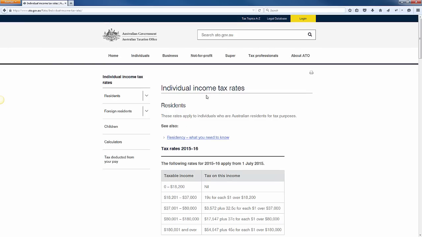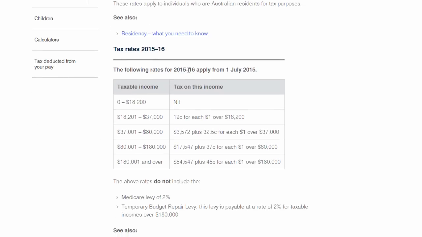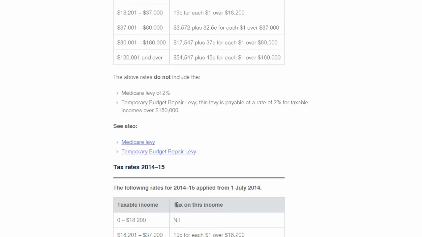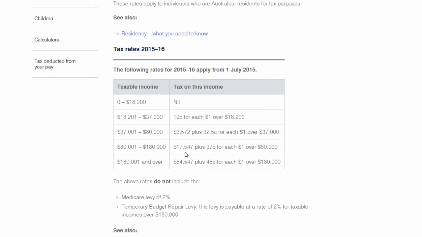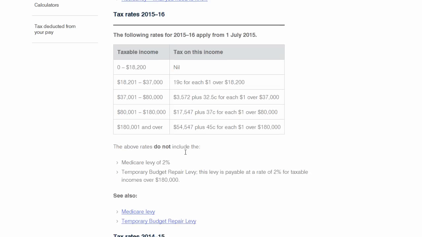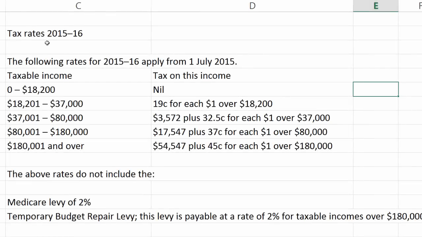On the ATO's website, if we go down to residents, we can see the tax rates for 2015-16. Of course, you may have a different rate depending on what year you're looking for. Again, the ATO publish the previous year's rates on their website. Okay, let's work out now what the tax rates actually are. I've copied that table into Microsoft Excel, and let's start working through them.